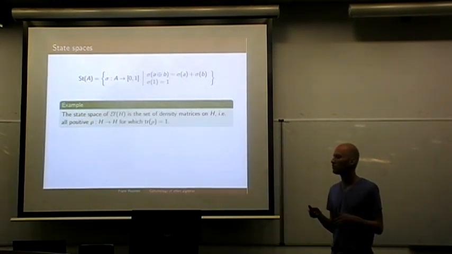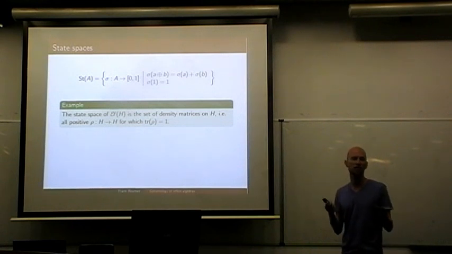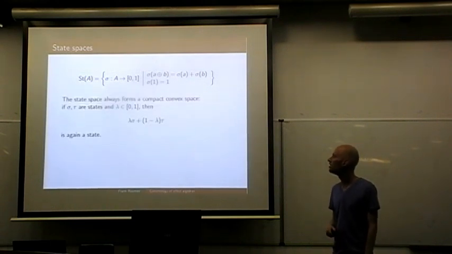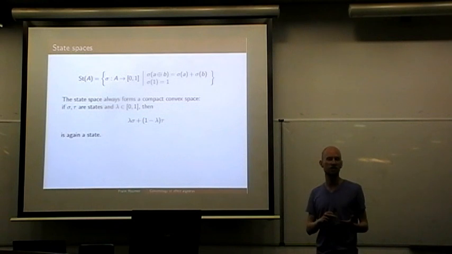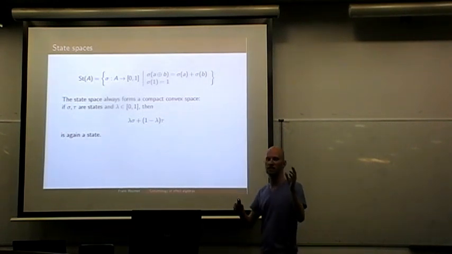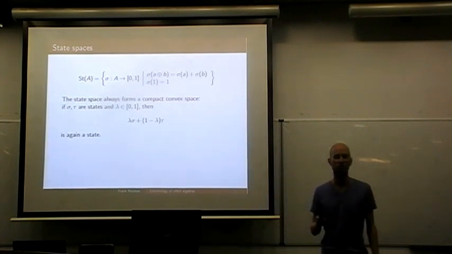So a second example: if we take the effects on a Hilbert space, then the state space is given by the density matrices on this Hilbert space. And this is actually the standard notion of state in quantum mechanics. So this is indeed a good formalization of the notion of states. And states always form a compact convex space. So you can put a topology on it, and then it forms a compact space in this topology. And also this space is convex, which means that if we have any two states and a number in the unit interval, then we can take a convex combination like this, and that will again be a state. So that's why it's a convex space.